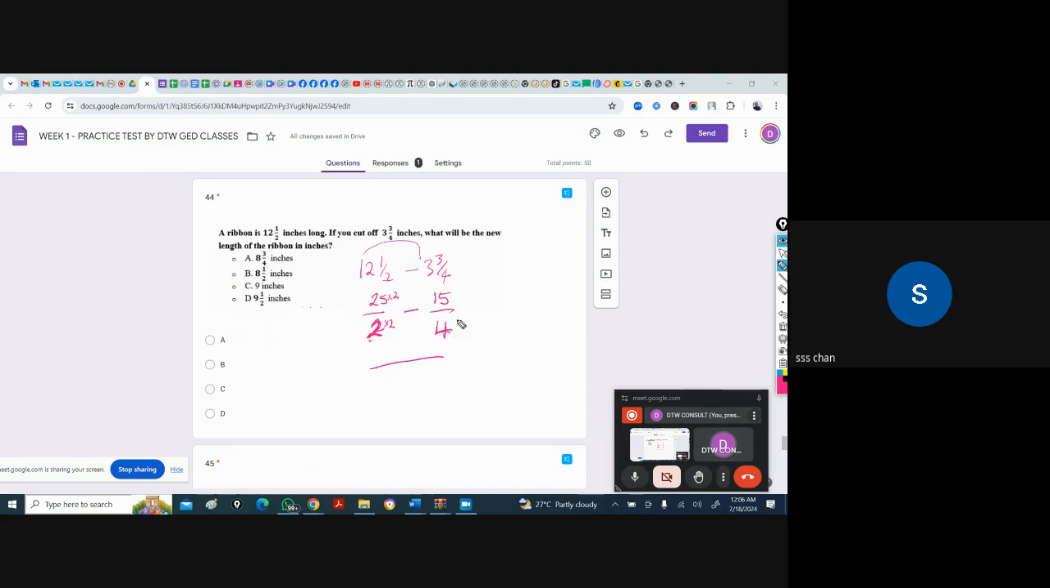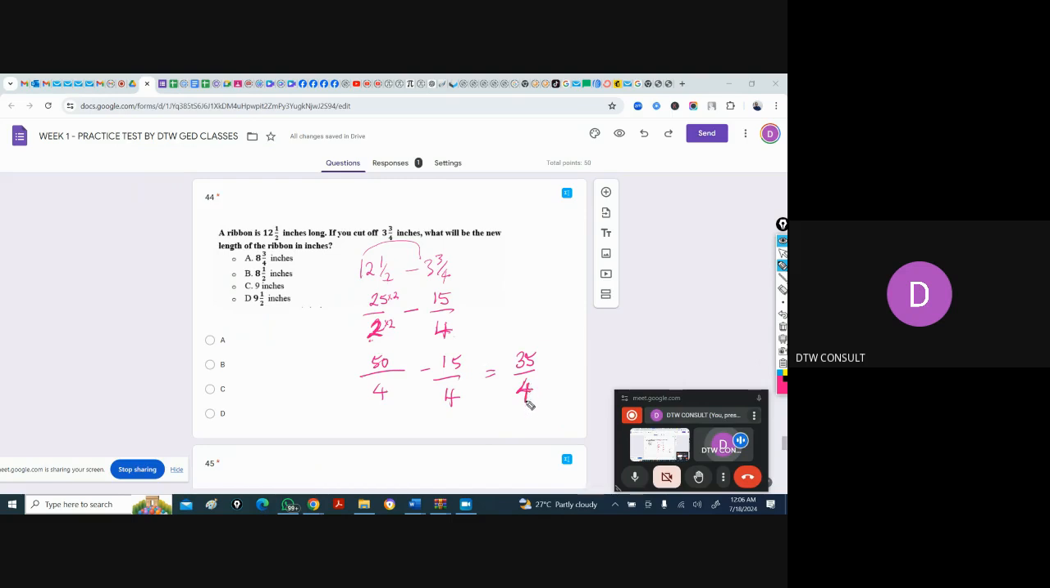So this will be what? 50 over 4 minus 15 over 4. So what's 50 minus 15? That'll give us 35, right? So that's 35 over 4. 50 minus 15 will give you 35 over 4.